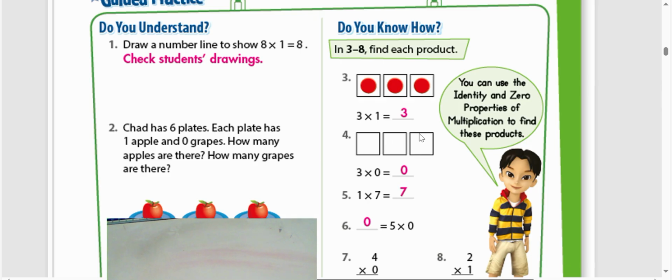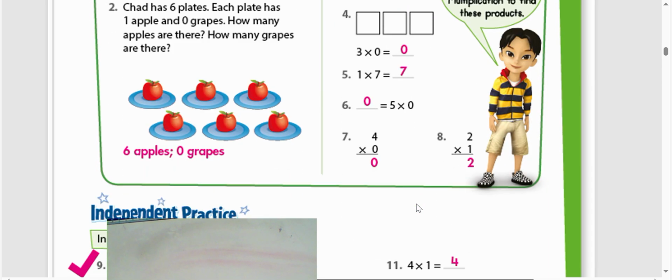3 times 1 equals 3, and 3 times 0 equals 0. 1 times 7 equals 7. 2 times 5 equals 10. 4 times 0 equals 0, and 2 times 1 equals 2. Chad has 6 plates. Each plate has 1 apple and 0 grapes. How many apples are there and how many grapes are there? We have 6 apples because in each plate there is 1 apple. The total is 6 apples, and we have 0 grapes.